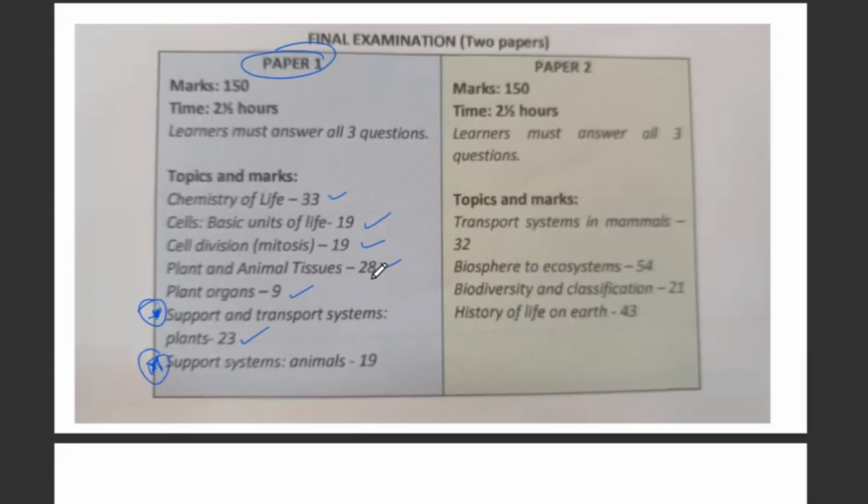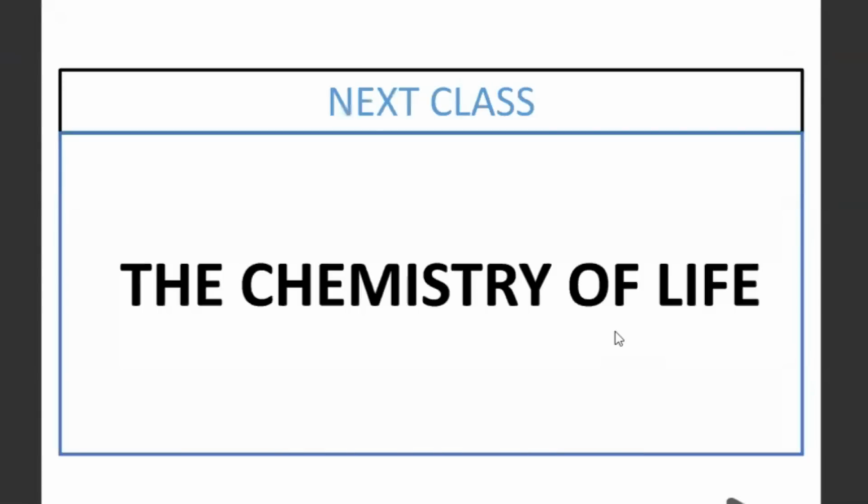I'm going to show you where exactly you can find these 33 marks, what to focus on, where to put more effort so that you score a distinction. Let's use maybe plus or minus 25 minutes. The first thing you need to talk about is chemistry of life. I'm going to use our book for distinction material.